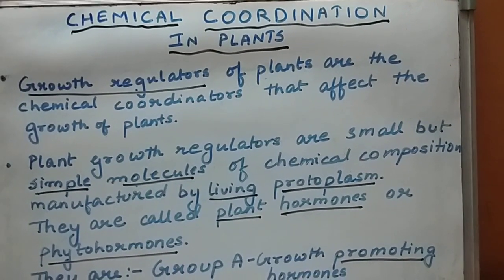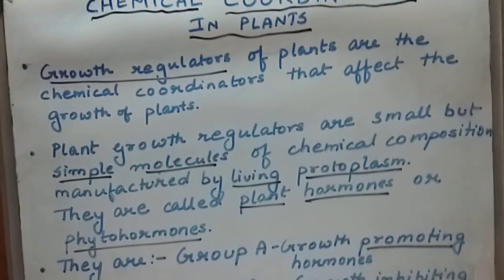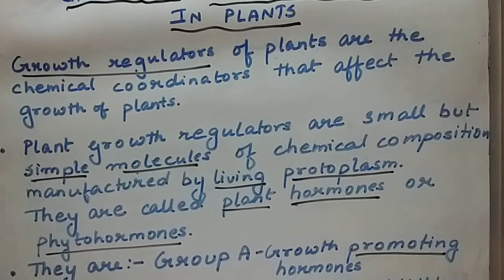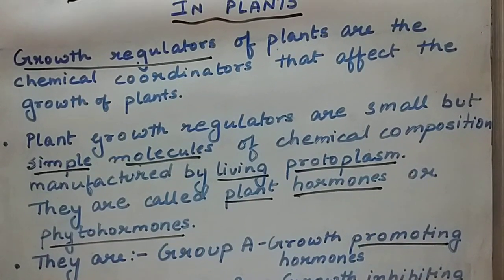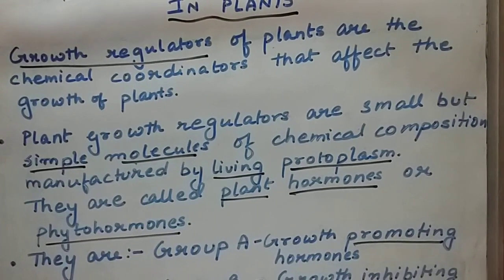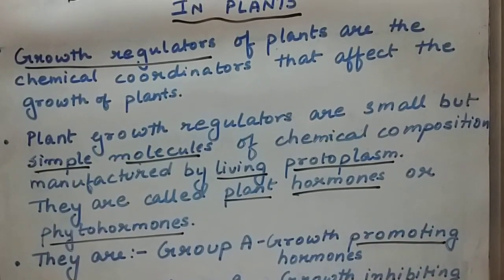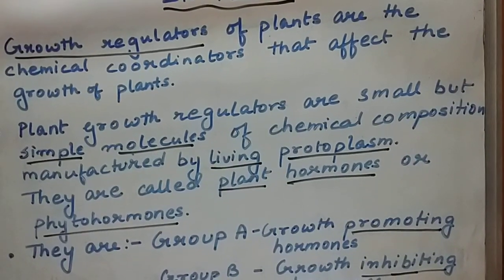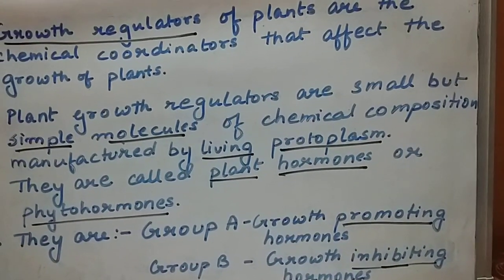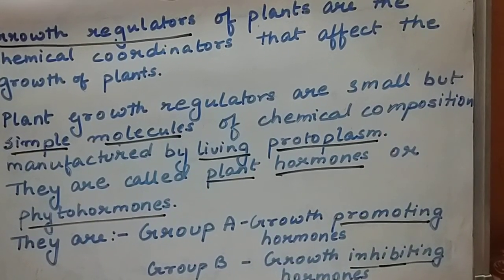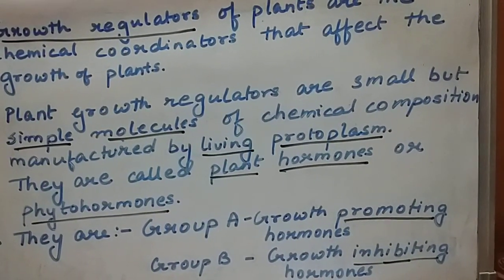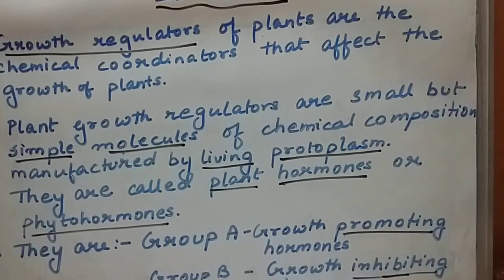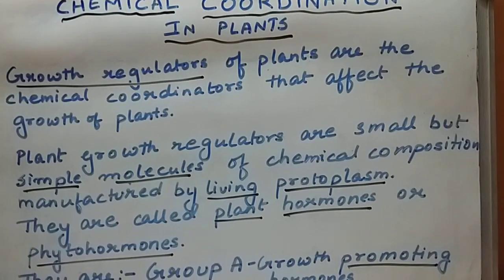Starting with the growth regulator, we need to know what they are. So growth regulators of plants are the chemical coordinators that affect the growth of plants, meaning they help in the growth and development of the plant. Secondly, plant growth regulators are small but simple molecules of chemical composition, and they are manufactured by the living protoplasm of the plant itself. So they are small but simple. They are not so complicated or complex in structure.